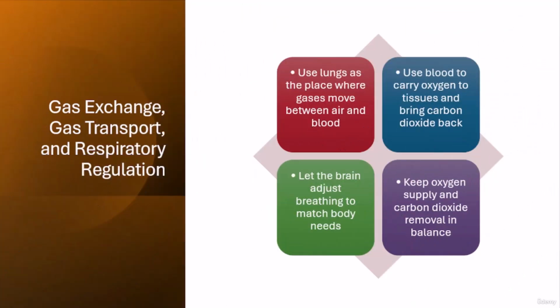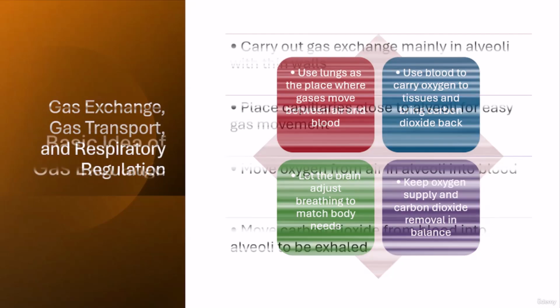When we think about how the body gets oxygen and removes carbon dioxide, it helps to see the lungs as the place where gases move between the air and the blood, the system that carries these gases to and from all the tissues, and the brain and chemical sensors that keep adjusting the breathing rate to match the body's needs, so everything stays in balance even when activity changes.